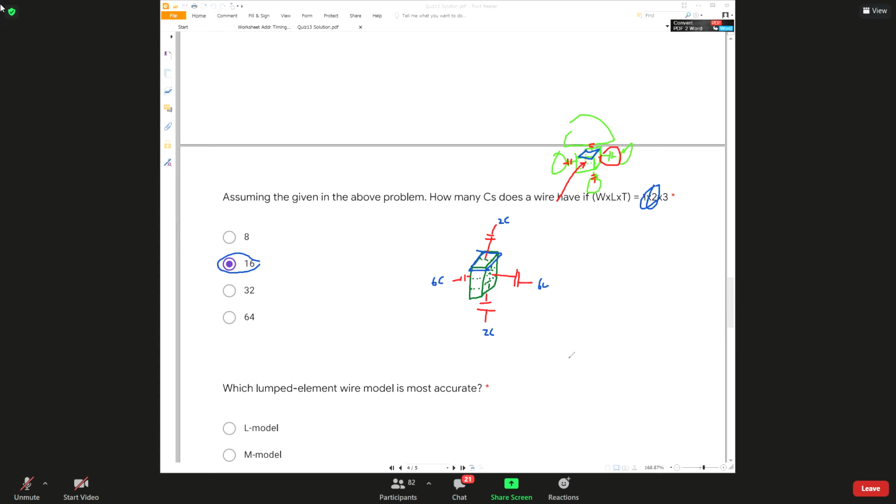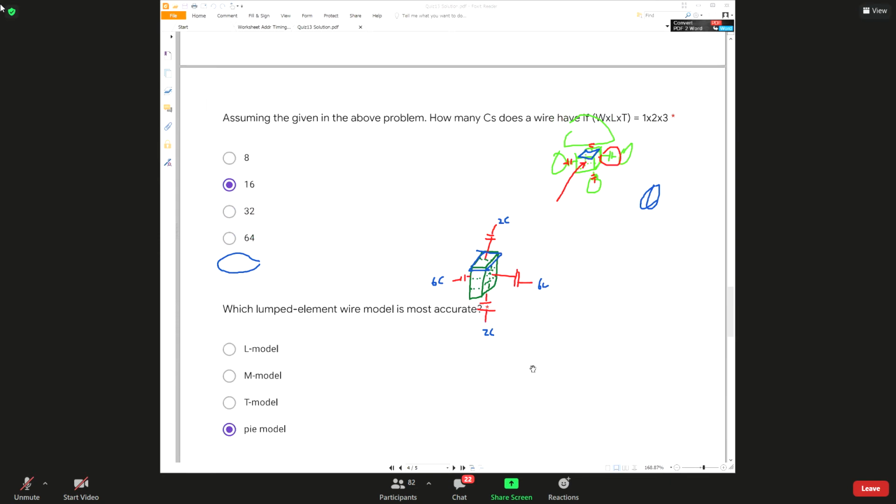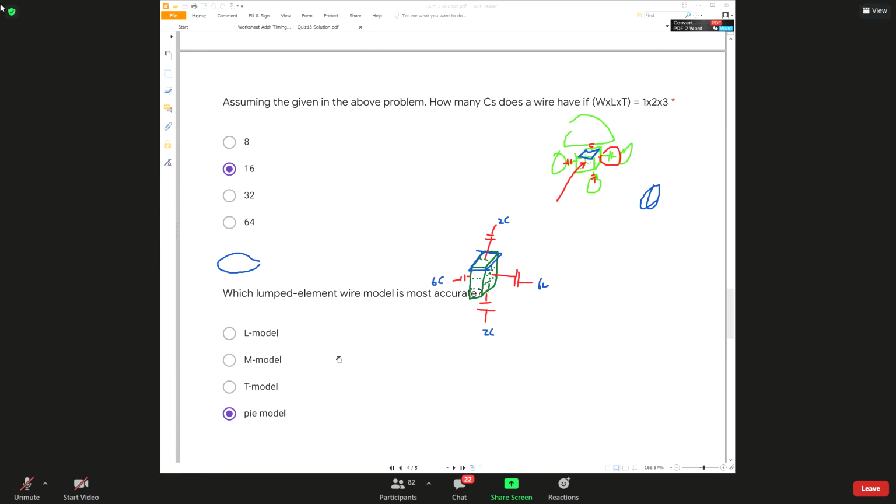Any other questions on this? Which lumped element wire model is most accurate? I want you to be able to answer that kind of question. A brief explanation would be great if that's okay with you, Professor. For that, I want to ask you to listen to the lecture on wires. In that lecture, I explained each one of these models and which one is best. Yes, sir. Thank you. And it's also shown on the slides.